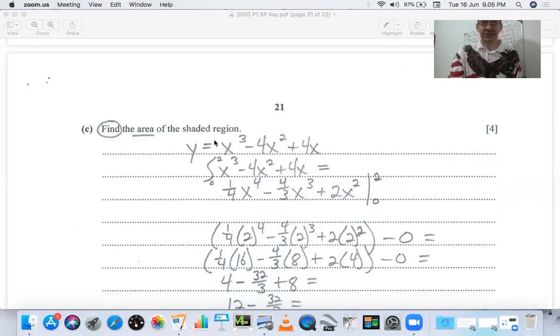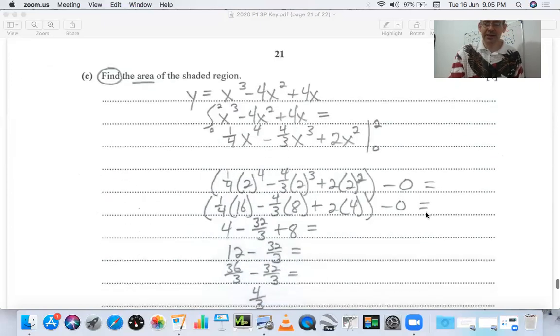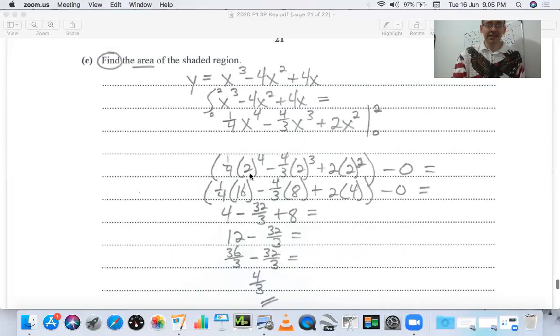So remember, simplify, integrate, evaluate. So up here we simplified from the product to our expanded form. Here we integrated, going from here down to here. Now we want to evaluate. So we do top minus bottom. So we plug the 2 in, we get 2 to the 4th power, 1/4 of 2 to the 4th, minus 4/3, 2 to the cubed, plus 2 times 2 squared.